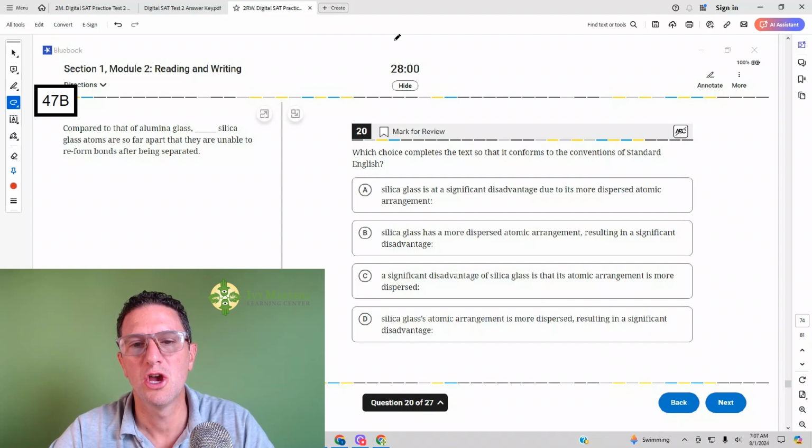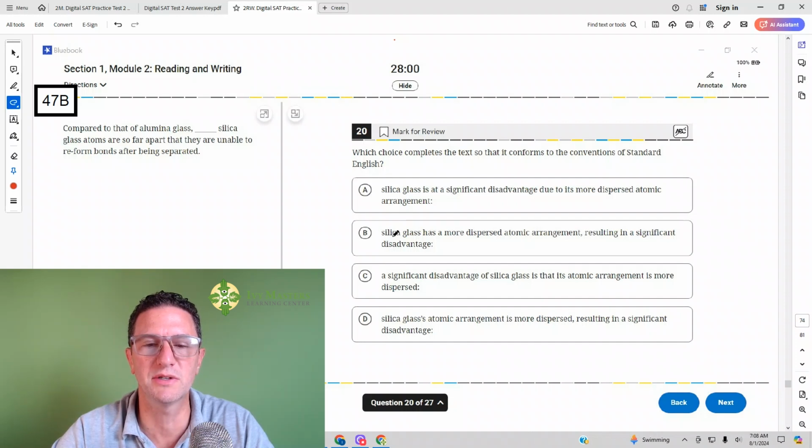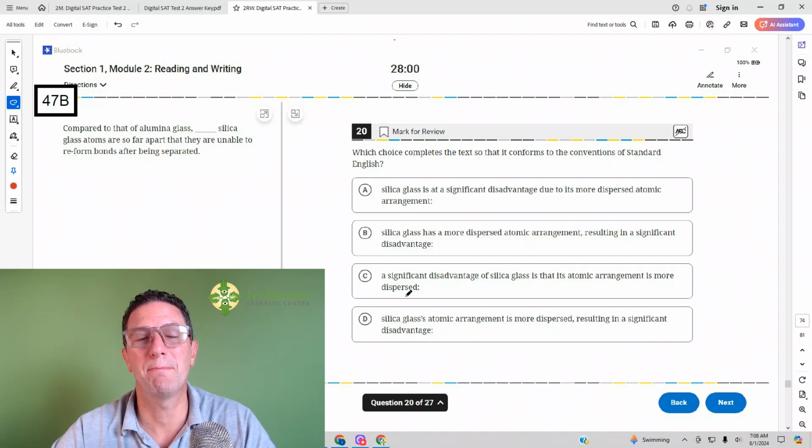Number 20 reads, which choice completes the text so that it conforms to the conventions of standard English? When that's a question, always look at the answer choices first. When you see each of the answer choices start differently, I know that A and B start the same, but you see some variety with how the answer choices start, then you know it's testing a concept called modification word order, which is a phrase that modifies something must be next to what it modifies.